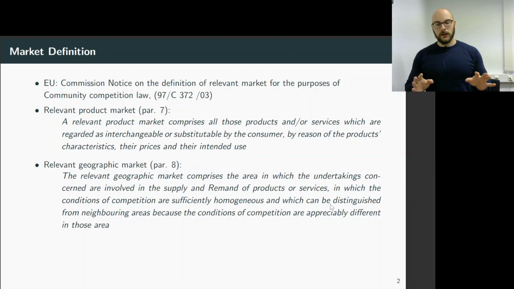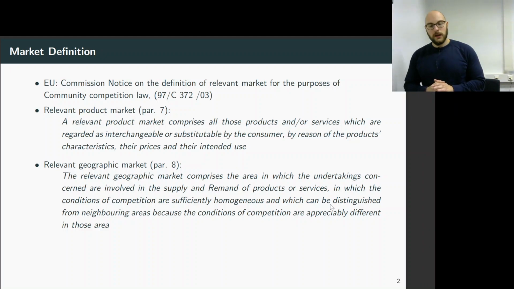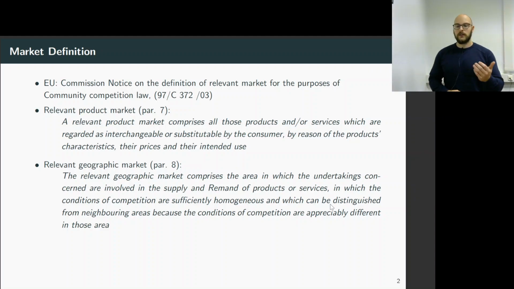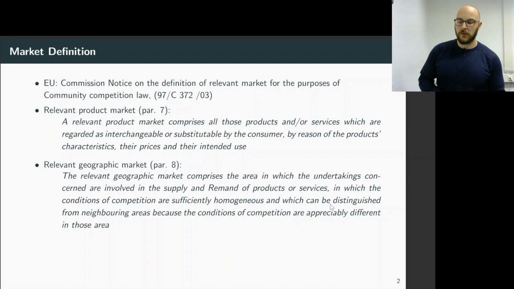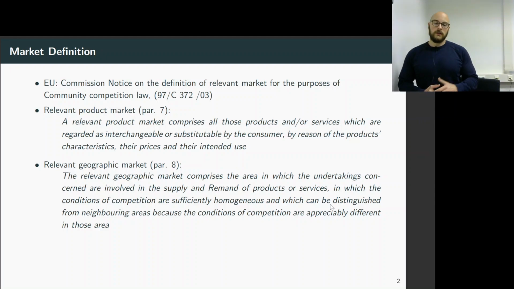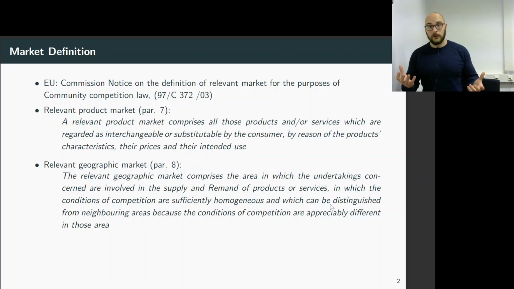In order to do that, we can look at the EU's Commission notice on the definition of the relevant market for the purposes of community competition law. And there it's pretty well defined what we're actually talking about. The relevant product market is defined in paragraph 7, and it is said that a relevant product market comprises all those products and or services which are regarded as interchangeable or substitutable by the consumers by reason of the product's characteristics, their prices, and their intended use. Right? So in that case, you would say that you look at the consumer, you look at the product, and you say, can the consumer substitute the products or not?